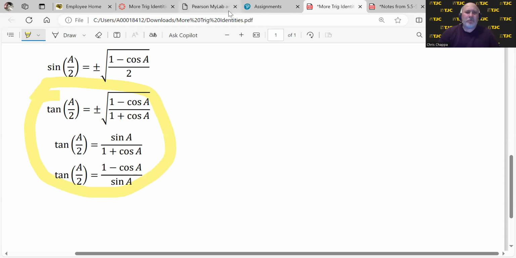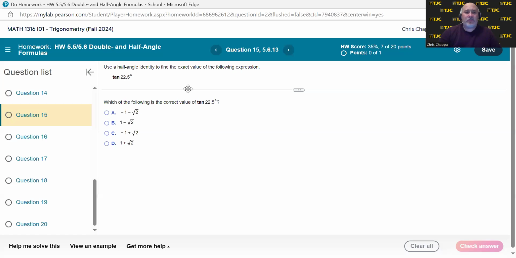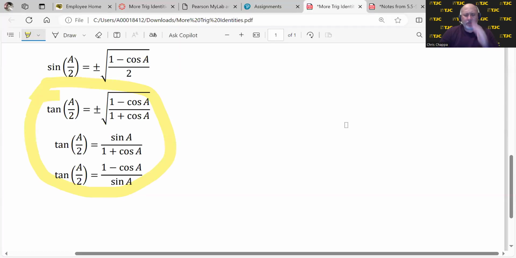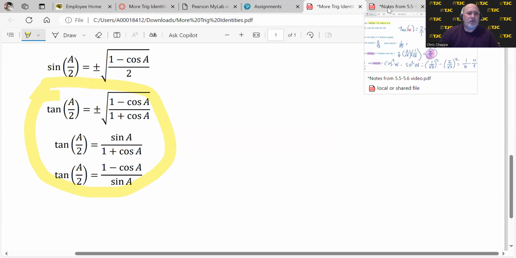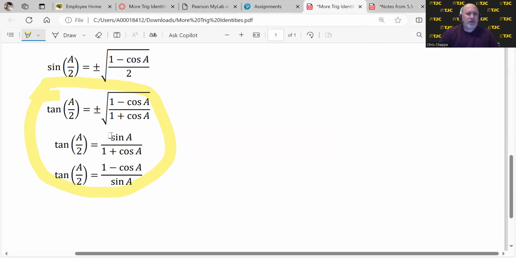What question were we being asked? Excuse me. Find tangent of 22.5 degrees. It explicitly said to use a half angle formula, but I knew to use a half angle formula because if you double 22.5, that's 45 degrees. We're going to use the middle one, sine of A over 1 plus cosine of A.